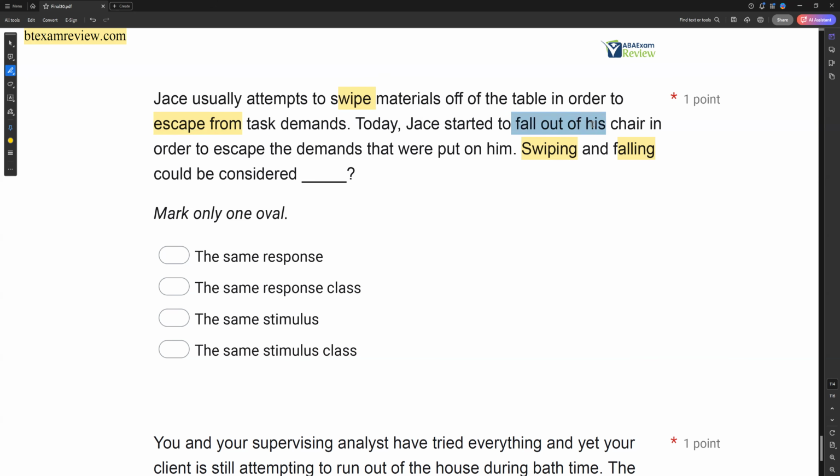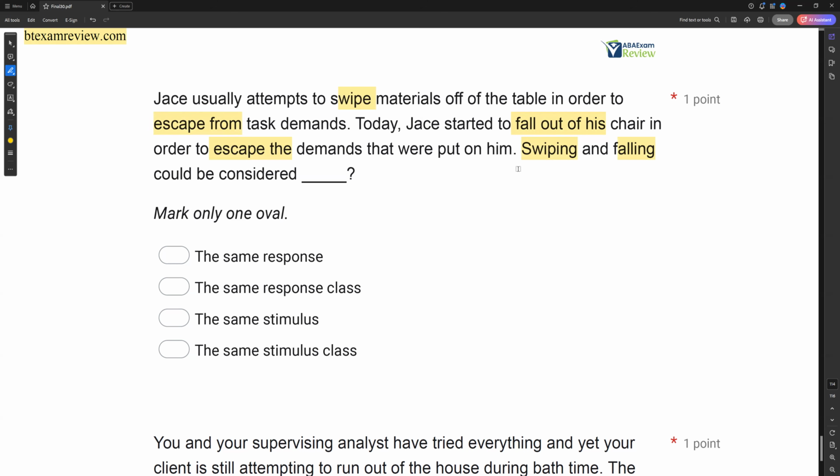And now he's falling to escape. So swiping and falling are both meeting the same function. As we know, different responses with different topographies can meet the same function. That's why it's so important that we look at function first and then consider topography. Because just because behaviors don't look the same, they can function the same and have the same effect on the environment. So if we have swiping and falling, which are both used to escape demands, what can we consider these behaviors? A, the same response.